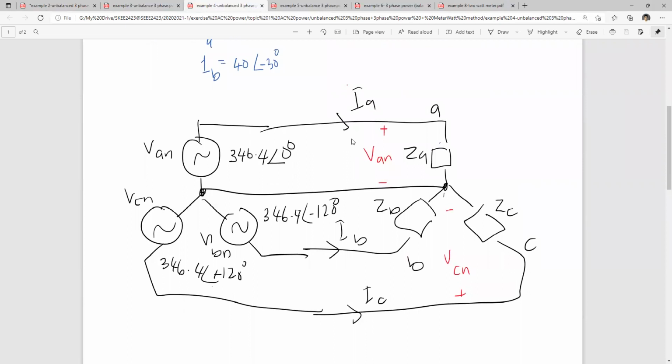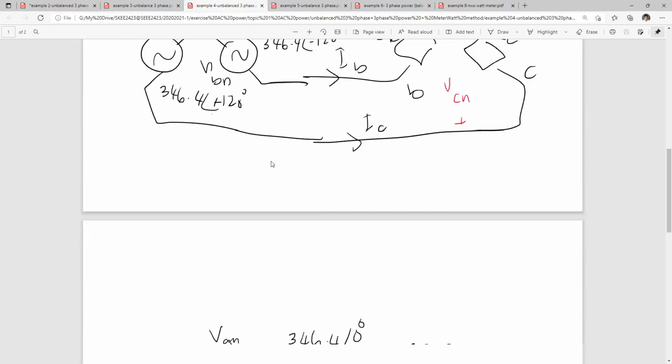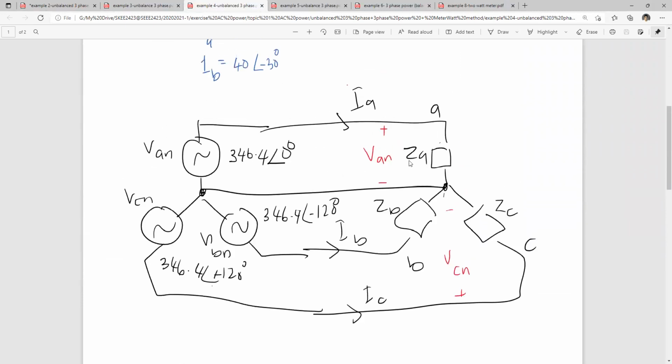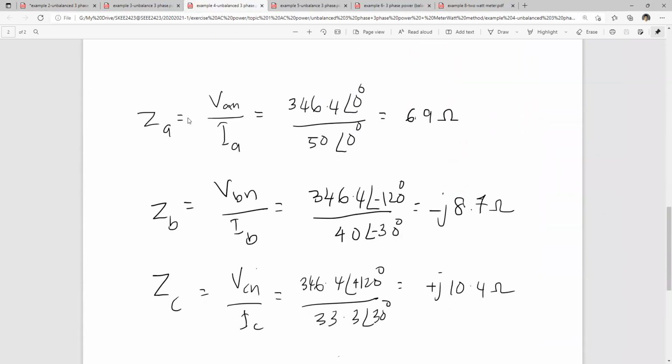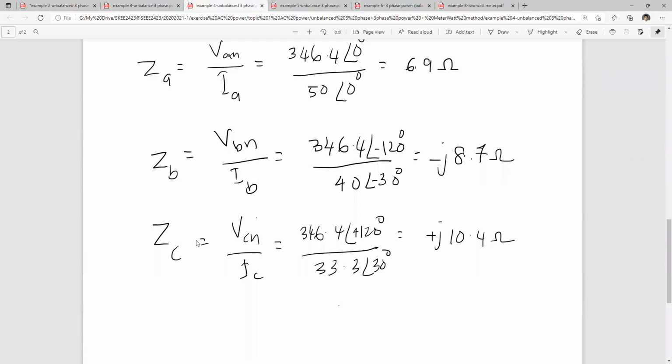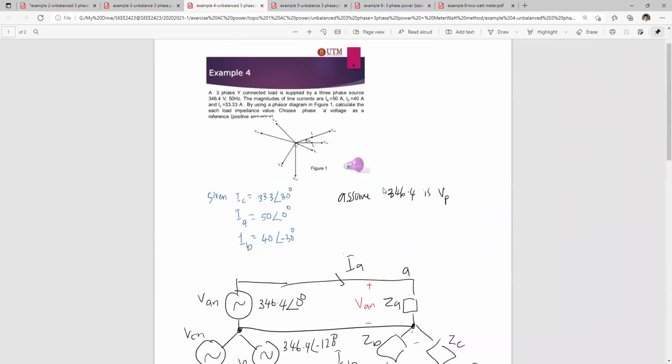VAN is equal to the voltage source, which is 346.4 divided by root 3. From that, we can directly calculate the impedance, because VAN is already known and IA is also already known. So we can get the impedance of phase A, 6.9 ohms, ZB, and also ZC. As you can see, it is straightforward. The main problem is to understand the phasor diagram and also to understand the question.